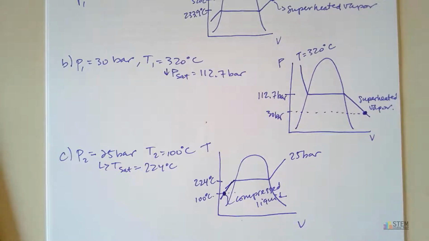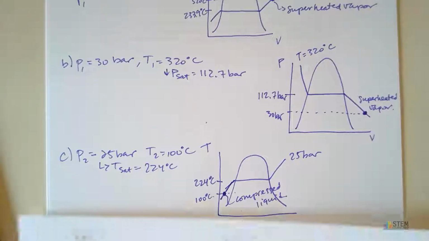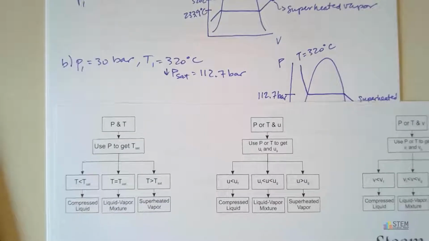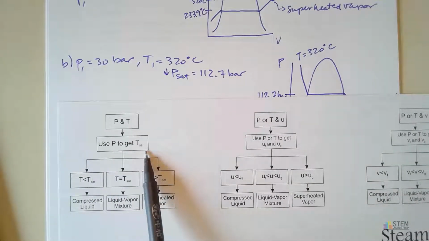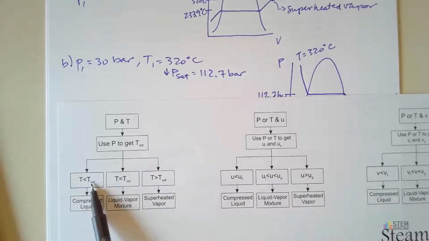Now we've got that. And again, if you look in the flow chart, you'll see that that's what you'll end up with. Here we got our saturation temperature. It was 224, so you just make the comparison. Ours is 100, so ours is less than the saturation temperature. We go to compressed liquid.